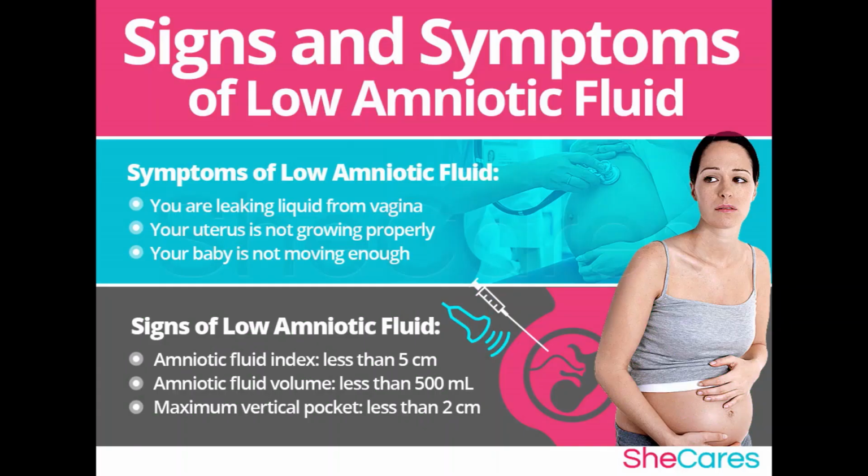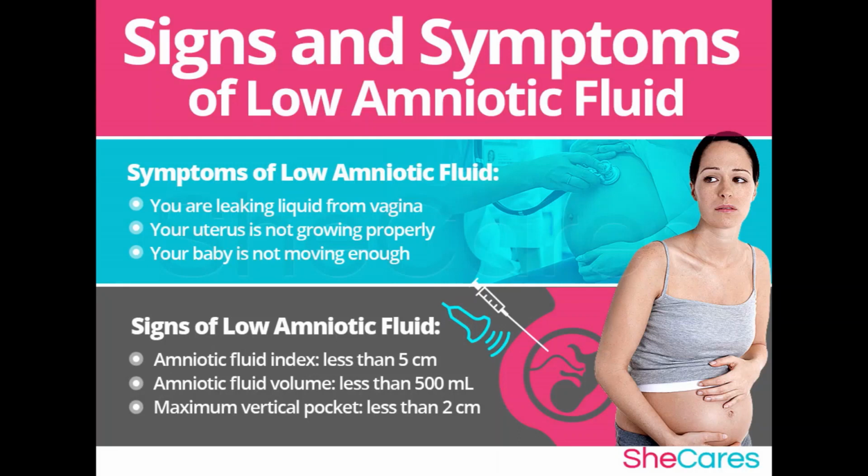Your healthcare provider uses ultrasound to measure the amount of amniotic fluid. There are two ways to measure the fluid. The first measure is amniotic fluid index, that is AFI, and the second is maximum vertical pocket, that is MVP. The AFI checks how deep the amniotic fluid is in 4 areas of your uterus. These amounts are then added up. If your AFI is less than 5 cm, you have oligohydramnios.